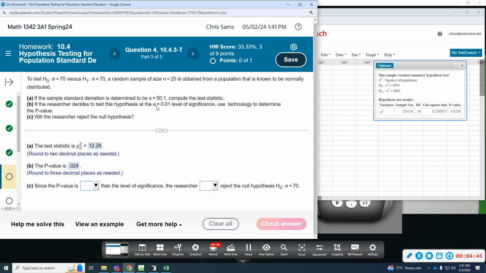We are testing at alpha 0.01. So 0.02 is 2%. It is greater than alpha. The p-value is greater than the level of significance. We will not reject the null.